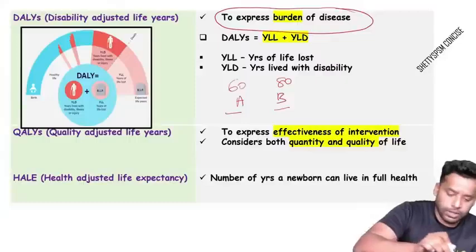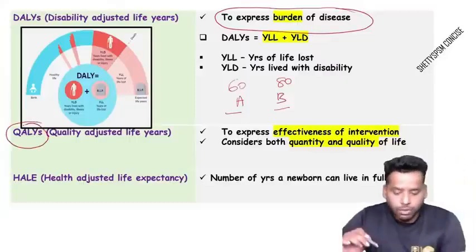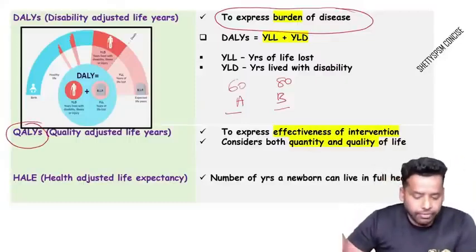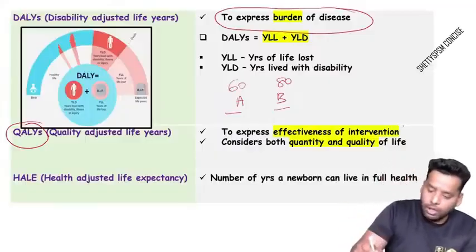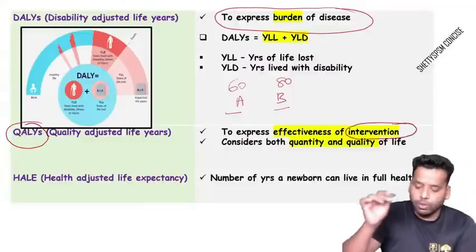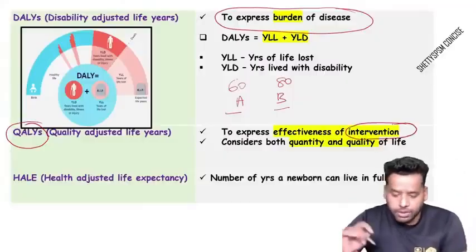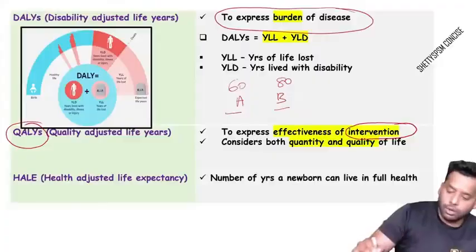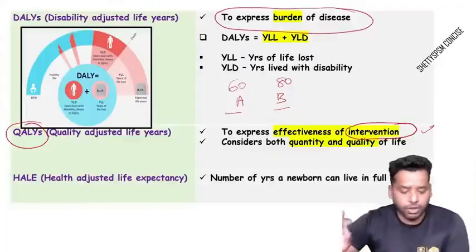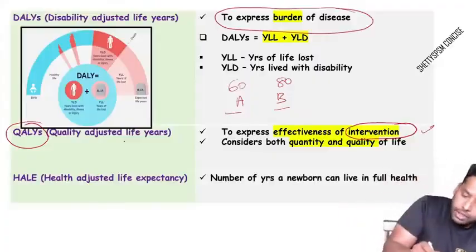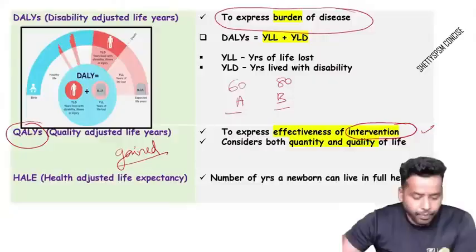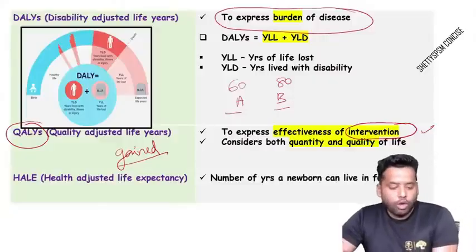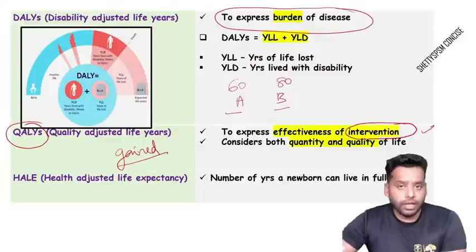Now come to QALYs. Tell me the full form. Quality adjusted life years. To tell how good the intervention is, what indicator is used? QALYs gained by the intervention. How much quantity and how much quality is that intervention giving?